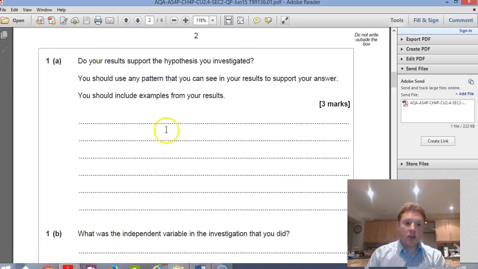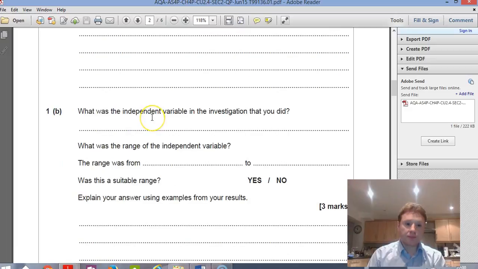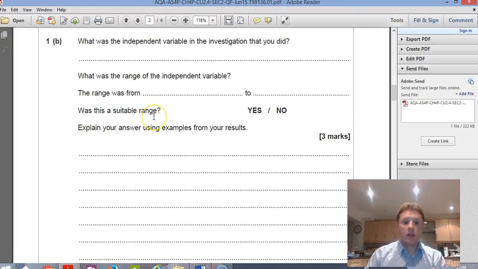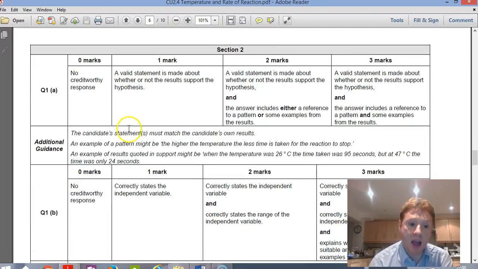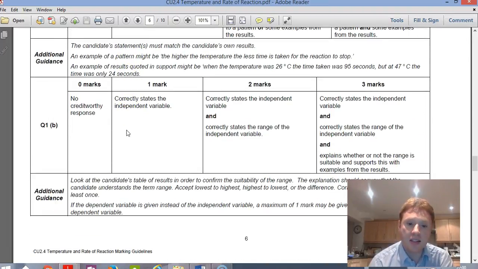Right, so question 1b. What was the independent variable in the investigation? What was the range? Was this a suitable range and why? So you can have a go at it yourself if you want. Obviously this will change based on what your ISA is actually about, but in this case it's temperature. So you need to say what the independent variable is. It's temperature. It's the thing you were changing in the ISA.